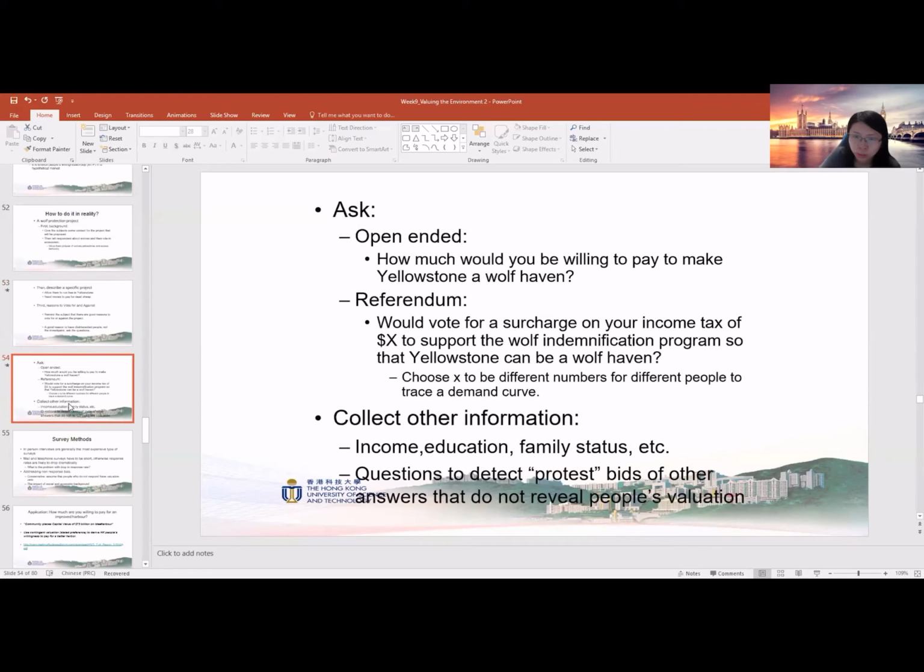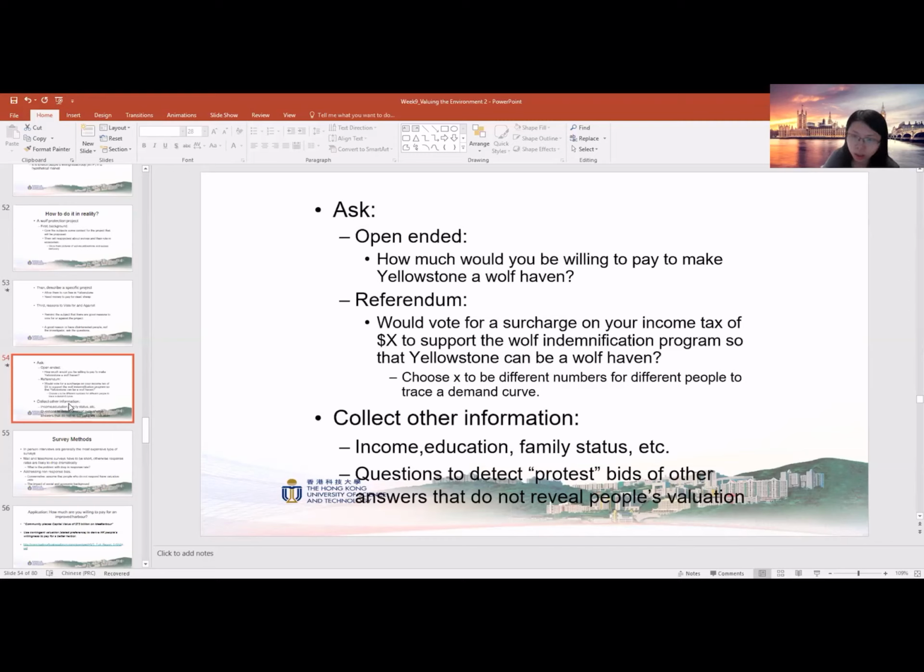So a direct question would be, how much are you willing to pay for a project where wolves are allowed to run freely in Yellowstone? But sometimes people think that just randomly asking people how much you're willing to pay is a dumb question. Sometimes people just don't think hard enough answering these questions. There are variations of this type of question.